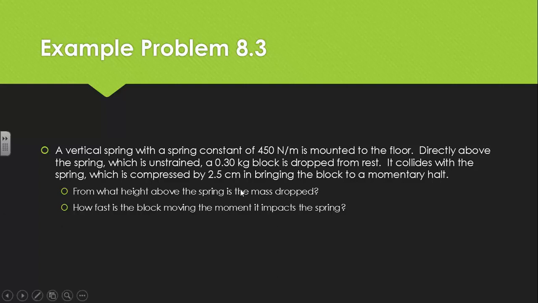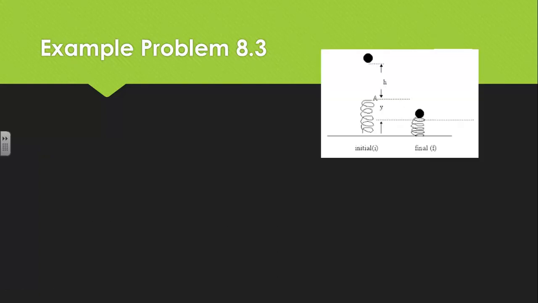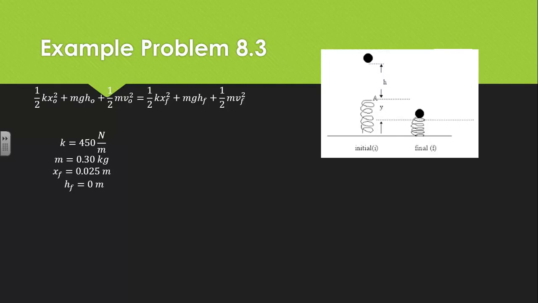So from what height above the spring was the mass dropped, and how fast is the block moving the moment it impacts the spring? So the first one, we can use conservation of energy. So here's kind of a definition of what's happening. If I start with 1/2 k x initial squared, m g h initial, 1/2 m v initial squared, and cancel out some terms that are 0, I know h final is 0.